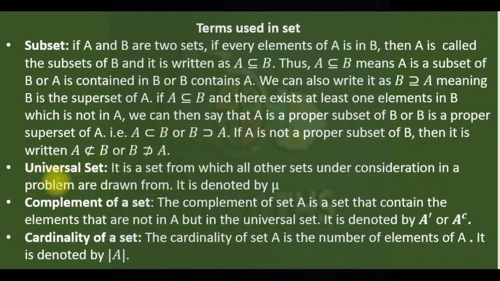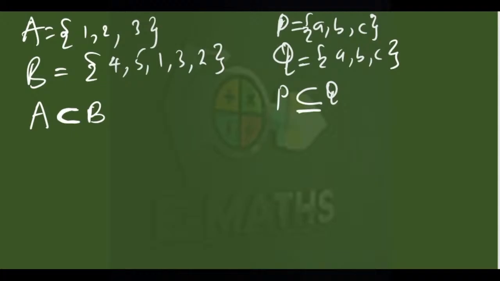So that's it. The next one is universal set. A set from which all other sets under consideration in a problem are drawn is called a universal set. It is denoted by this, though we have a second symbol for that. Some textbooks use this, so either you use this or that. If you have a universal set with elements maybe 1, 2, 3, 4, 5, 6.